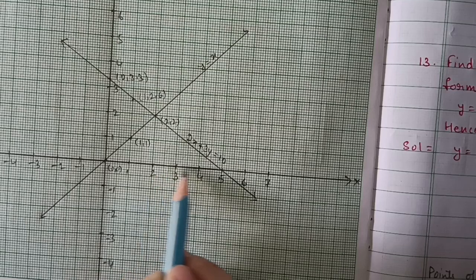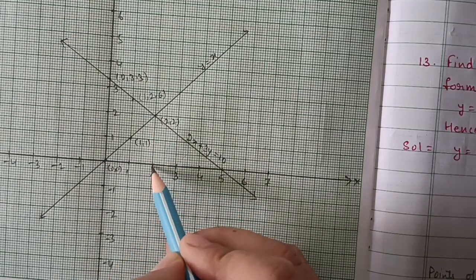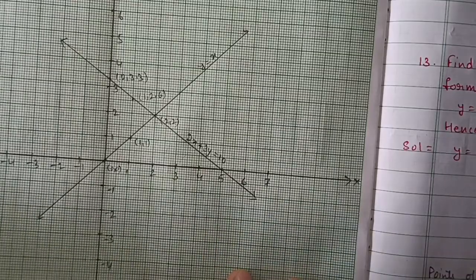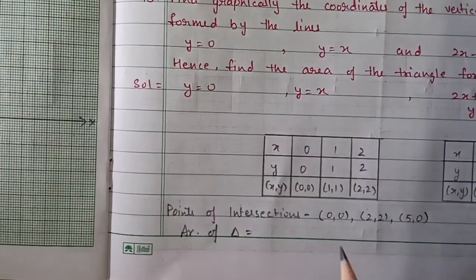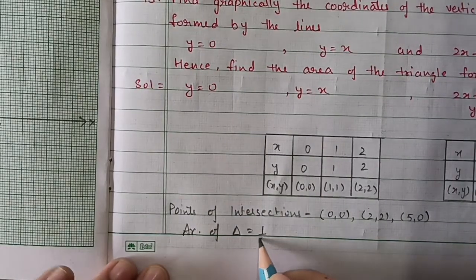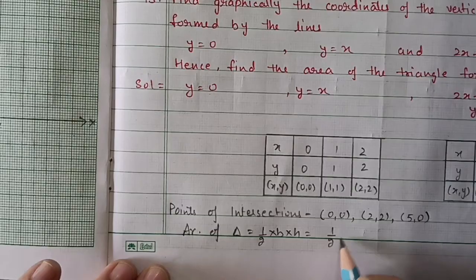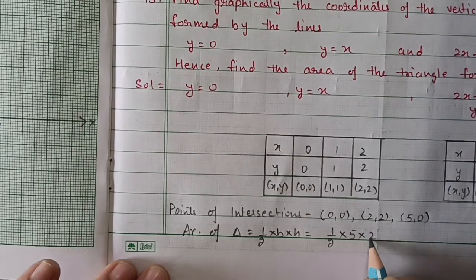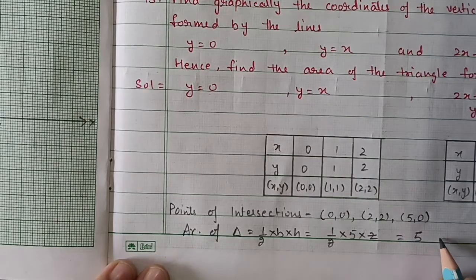For this triangle, base is 5, height is 2. Always take the perpendicular height. So base is 5, height is 2. We will substitute value in the formula, half base into height. Half base is 5 and height is 2. 2 we can cancel out. So 5 square unit.